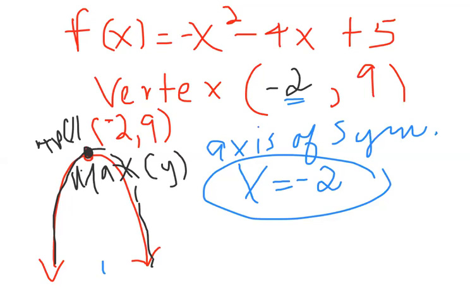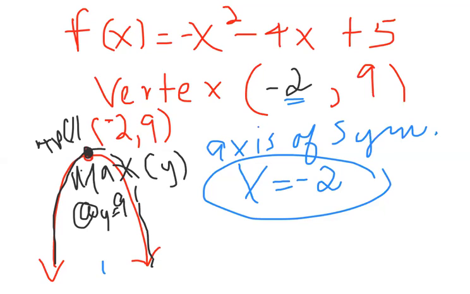The maximum value would be at y equals 9, okay? At y equals 9, guys. So you've got a maximum point at the vertex. When the graph is opening down, Jasmine, you have a maximum.